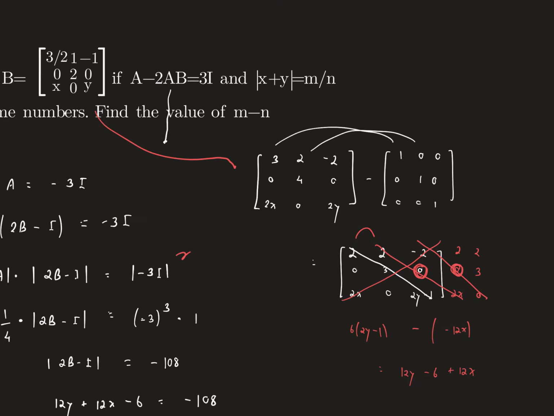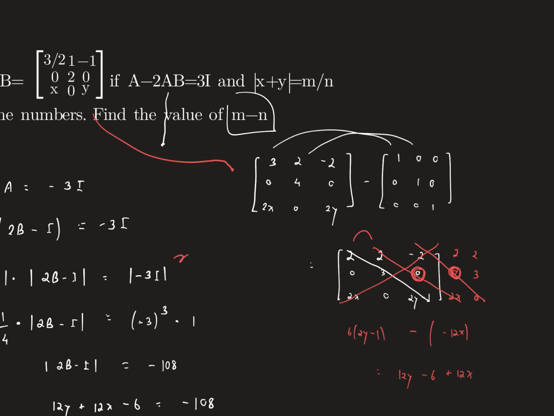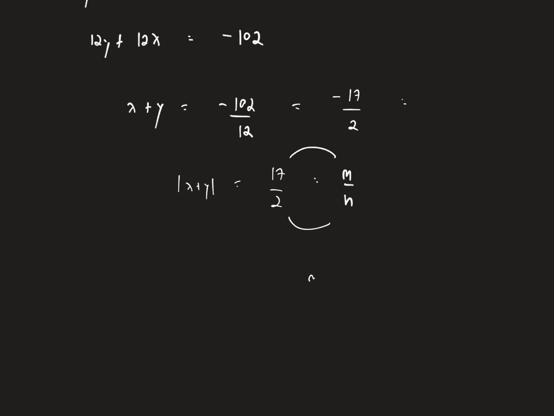So it asks us the value of m minus n. So m minus n is 17 minus 2, or 15. So here's the answer to your question.